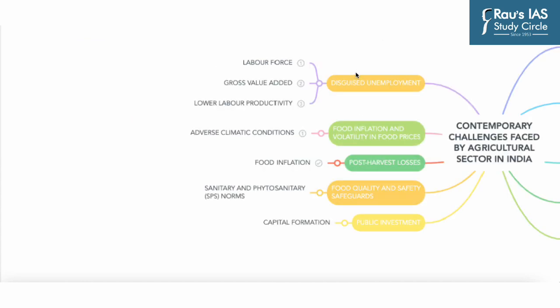Next major challenge is disguised unemployment. How? Because the agricultural sector engages 49% of the total labor force in the country and its contribution to overall GVA, that is gross value added, is only 17%. So what does it reflect? It reflects the over-dependence of Indian labor force on agriculture, resulting in hidden or disguised unemployment in the sector and thus lower labor productivity.